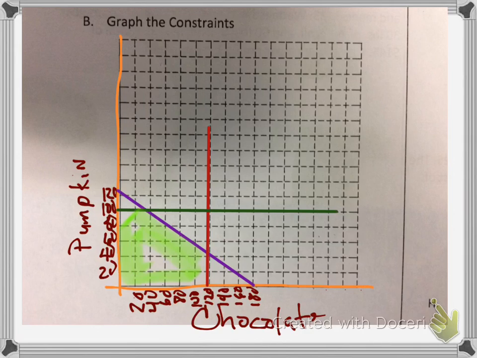Okay, and you draw your lines. Whoa, we're going too fast. Okay, so those lines are x greater than or equal to 0, y greater than 0. That's the orange lines. Now, the diagonal line, you had an x-intercept of 180 and a y-intercept of 120. So that's going to be joining right there.